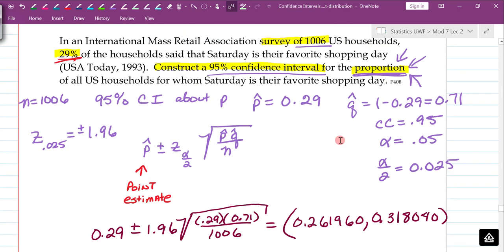So that we have a 95% confidence interval about the proportion of households that said Saturday is their favorite day to go shopping. So it's going to be between 0.261960 and 0.318040. So basically between 26 to 32% of the population say that Saturday is their favorite shopping day, and that we're 95% confident that that would contain the true population parameter.